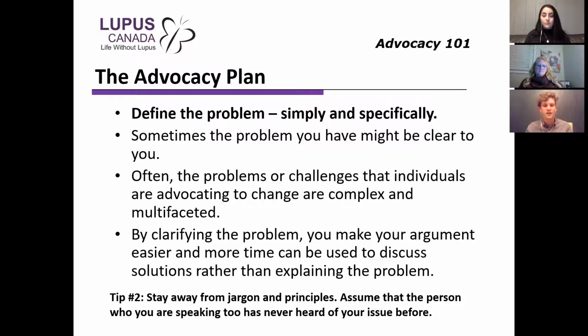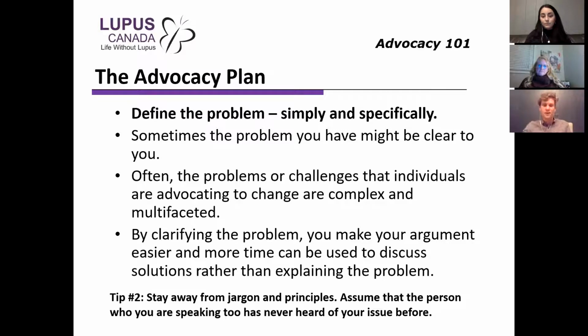Tip 2 here is stay away from jargon and principles. Assume that the person you're speaking to has never heard of your issue before. And this is so that you're working from the same level of understanding. It's often hard when you're having a conversation with someone and they're speaking at you, assuming that you know everything that they're discussing, and you're sitting back and you're going, I have no idea what this person's saying. I'm thinking about other things now. That's not the situation you want to be in. You want to make sure that your problem is as simple as possible, so that right away, whoever you're talking with understands it, gets it instantly, and then you can move on to solutions.